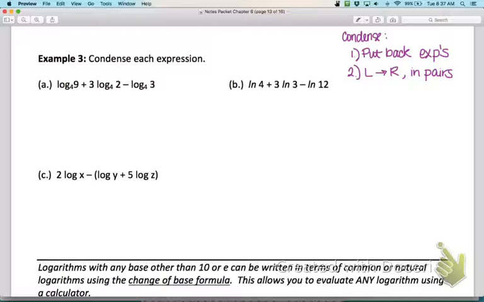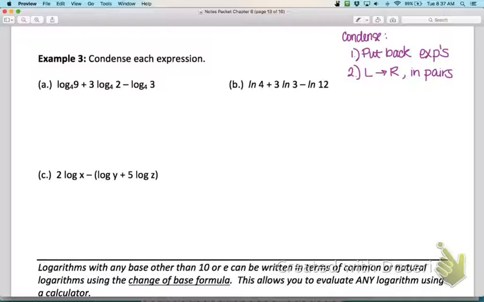Lastly, don't forget, just like when we expanded, that anything that can be evaluated should be evaluated. Anything that can be simplified should always be simplified. And so we'll keep that in mind moving forward. Watch out for things like parentheses because that'll break your order of operations. Normally we'd go left to right in pairs, but if you look at part C, that's got parentheses. So that tells me I have to put those together first, even though that's not going left to right.